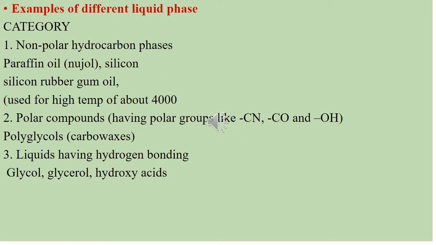Examples of different types of liquid phase categories. Non-polar hydrocarbon phases, for example paraffin oil, which is also known as butane, and silicon rubber gum oil, used for high temperature of about 4000 degrees centigrade. Polar compounds having polar groups like CN, CO and hydroxyl group, polyglycols, which are also known as carbowaxes. And the third one is liquid having hydrogen bonding, for example glycol, glycerol, hydroxy acids, etc.